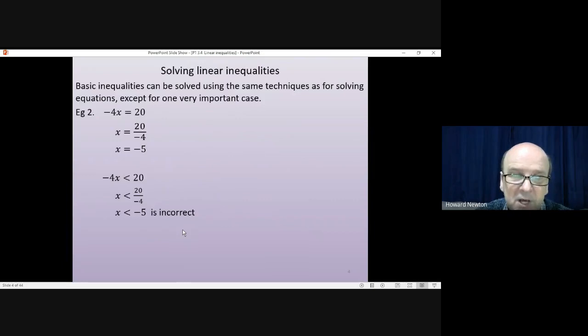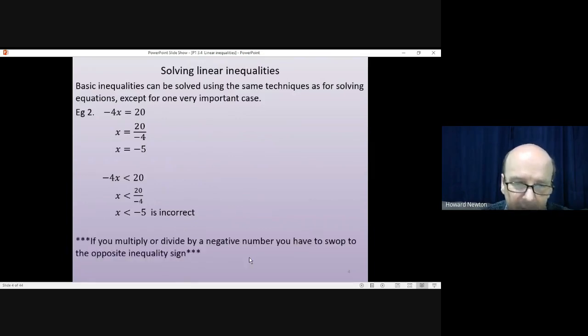There is only one time when you can't use exactly the same method as you do with equations, and it's when we do what we've done here. If you multiply or divide by a negative number, you have to swap to the opposite inequality sign. So here we divided by minus 4. That's where the problem is. If you ever divide or multiply an inequality by a negative number, the inequality sign has to change over.